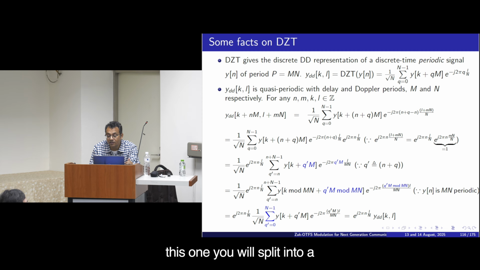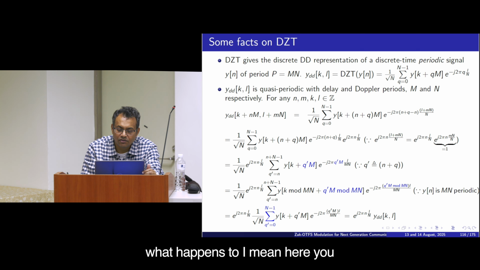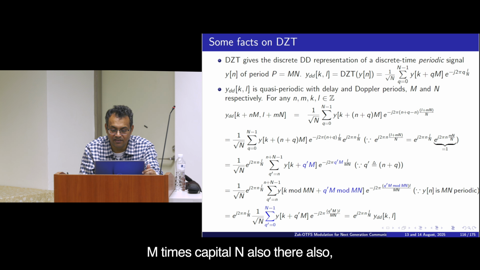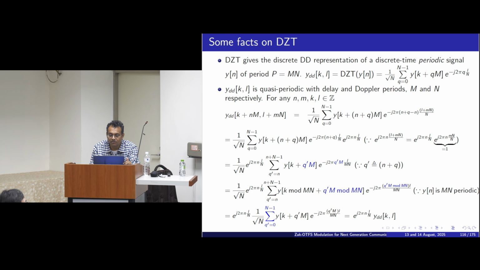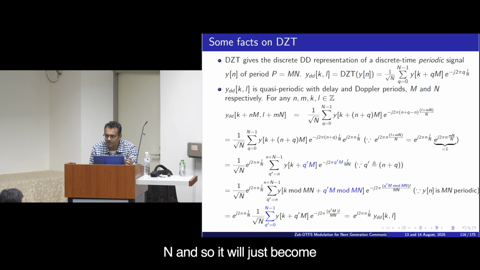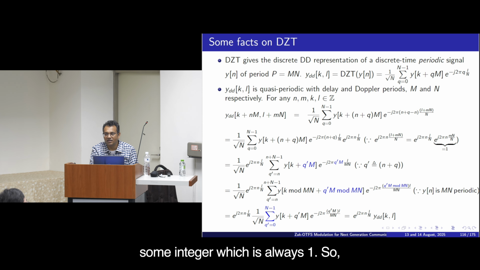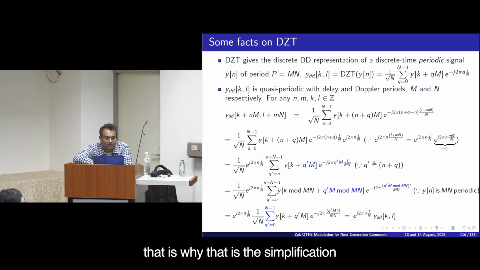Now, with this one you will split into a term which contains n plus q and the other term containing n. Now, what happens to... I mean, here you might argue that instead of this L I should have had L plus m times capital N, right, also there. But why have I just put L there? Because this other thing is an integer multiple of capital N, and so it will just become e to the j 2 pi into some integer, which is always 1. So, that is the simplification.